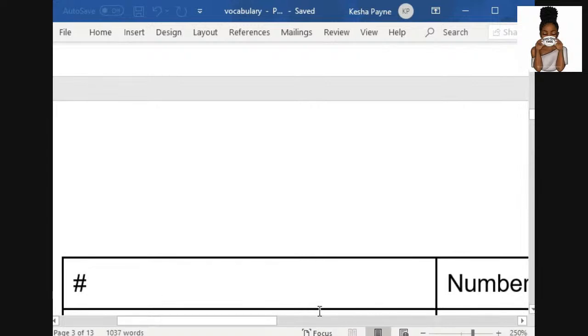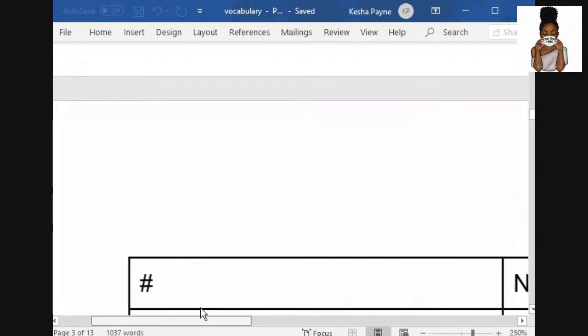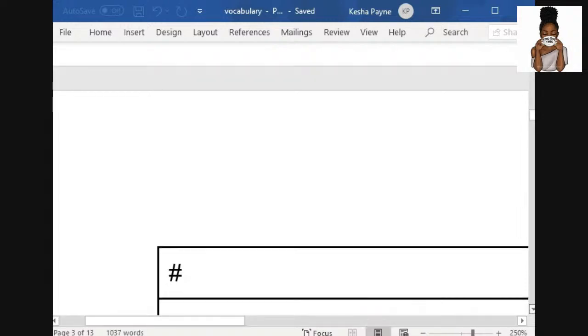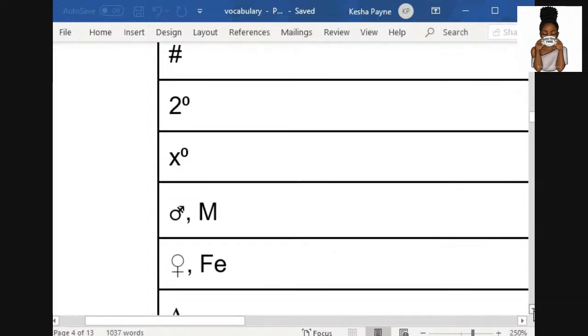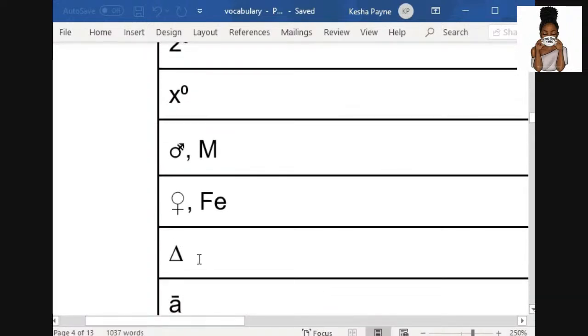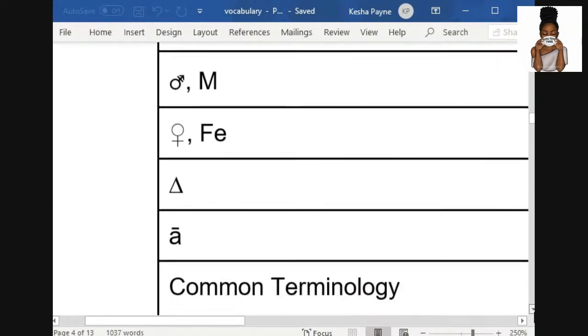Percent. Okay, I don't want to cheat on myself, so pound is pounds or number. 2 with that is secondary 2. X with that little 0 is degrees. Male, female. I know that those are right. And this little triangle means change.